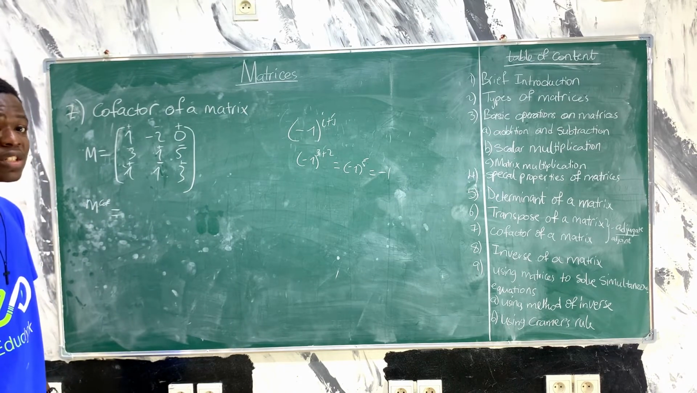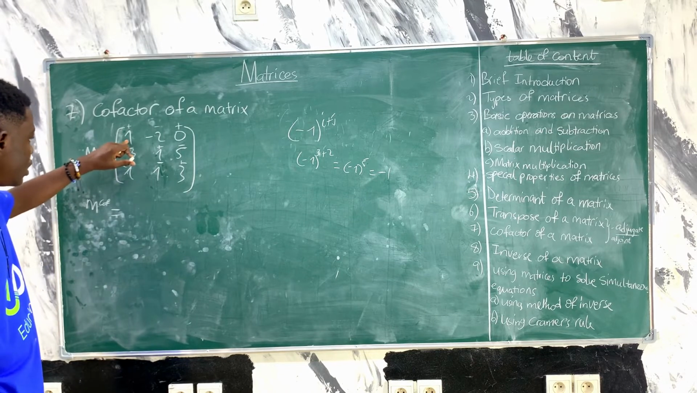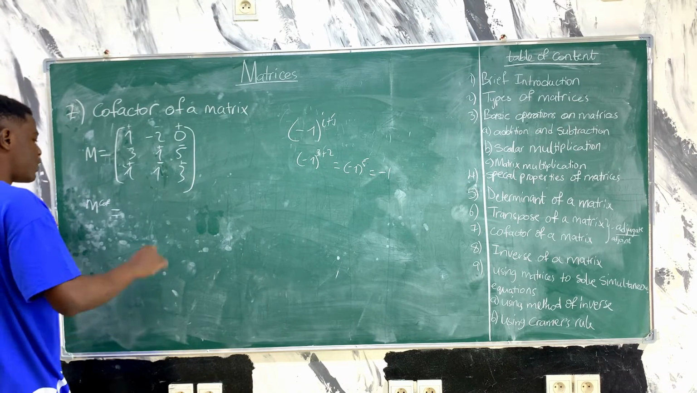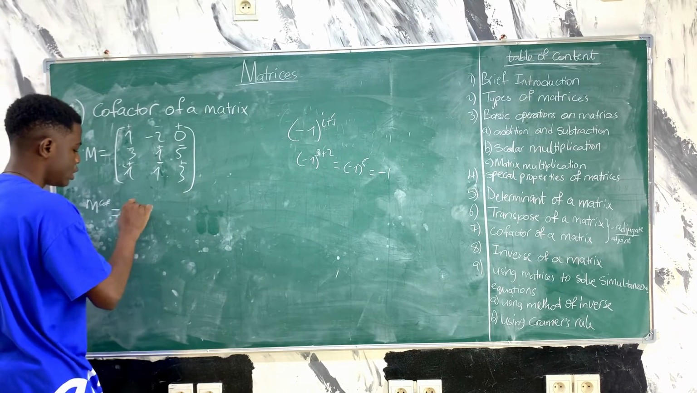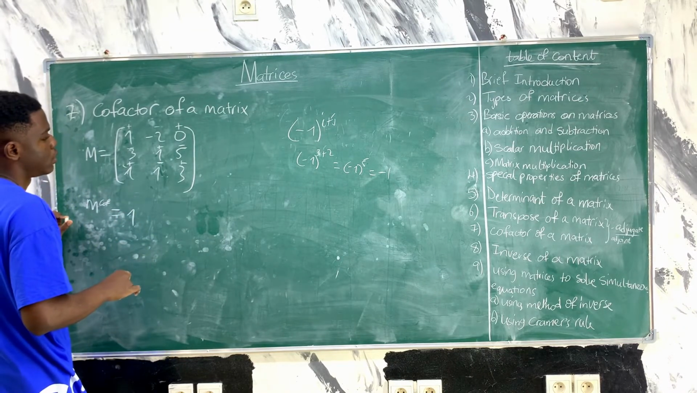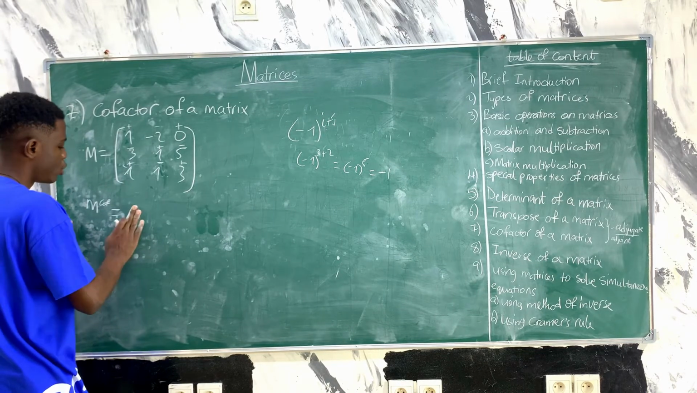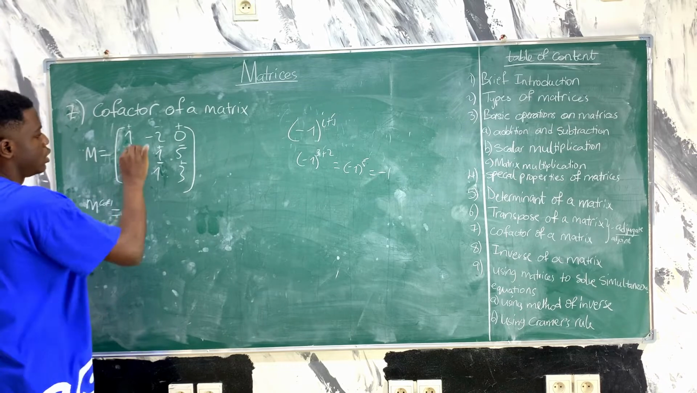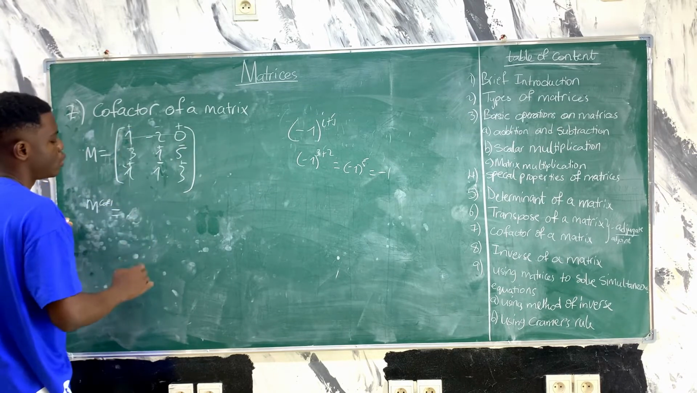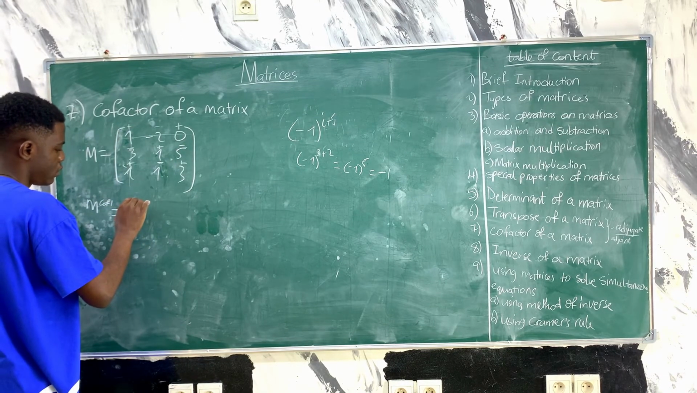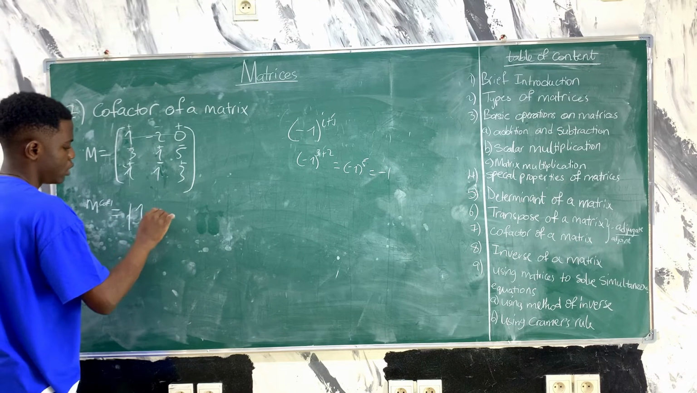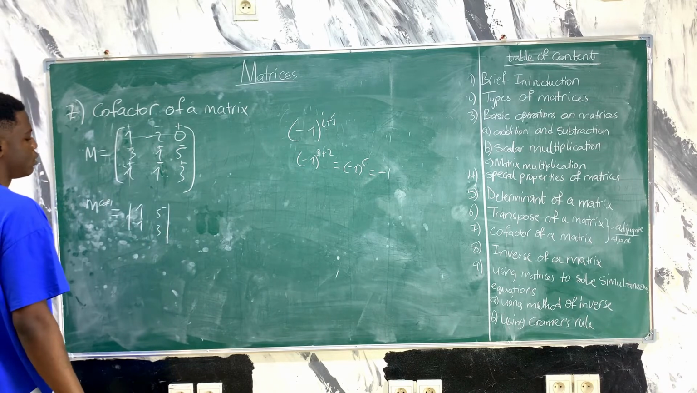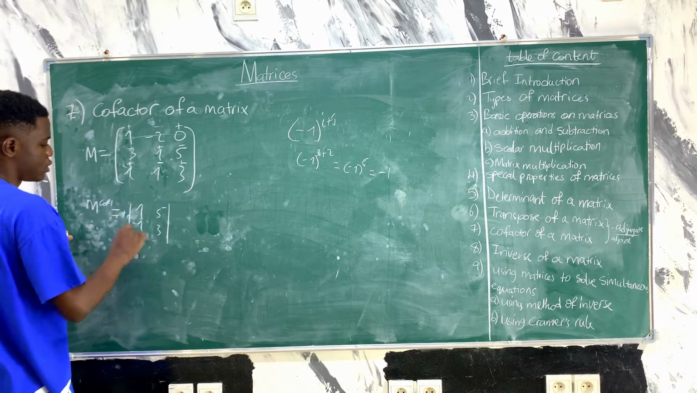You find the cofactor of each number, yes. So you have to find the cofactor of 1. You'll be, you cancel here, you cancel here. You have 1, 5, 1, 3. That is plus.